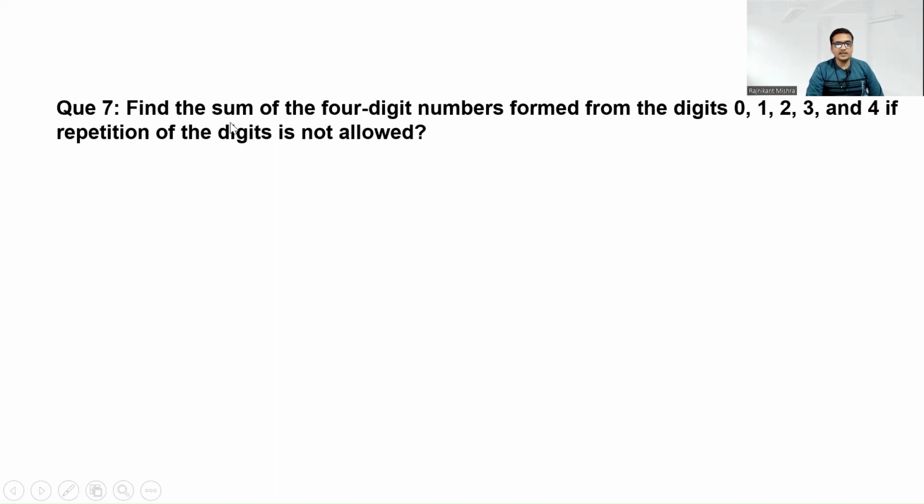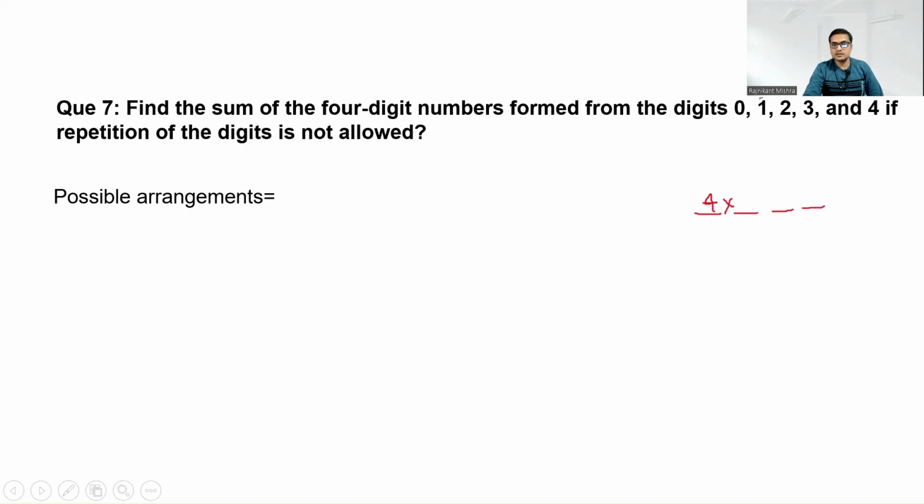Question number 7. Find the sum of the 4-digit numbers formed from the digits 0, 1, 2, 3 and 4 if the repetition of the digits is not allowed. Here we first find the possible number of arrangements. We have 4 positions. We cannot put 0 here. So for first position, we have only 4 choices, 1, 2, 3 and 4.